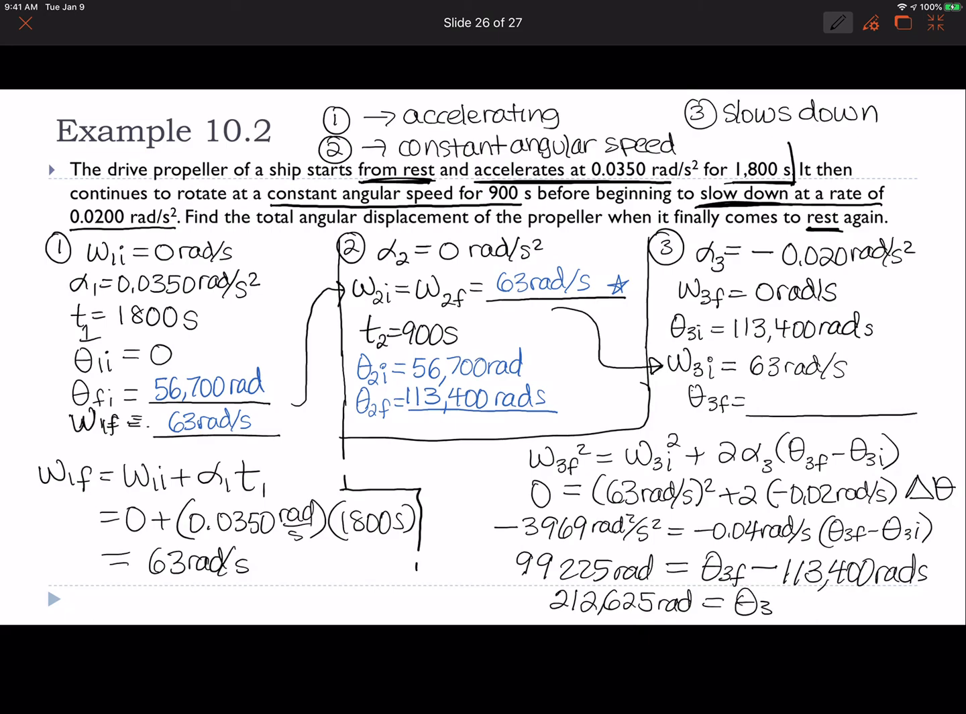So this is similar to looking at the motion of an object that is like a car that's accelerating, moving at a constant speed, and then slowing down. It's just that it's rotational motion instead of linear motion.